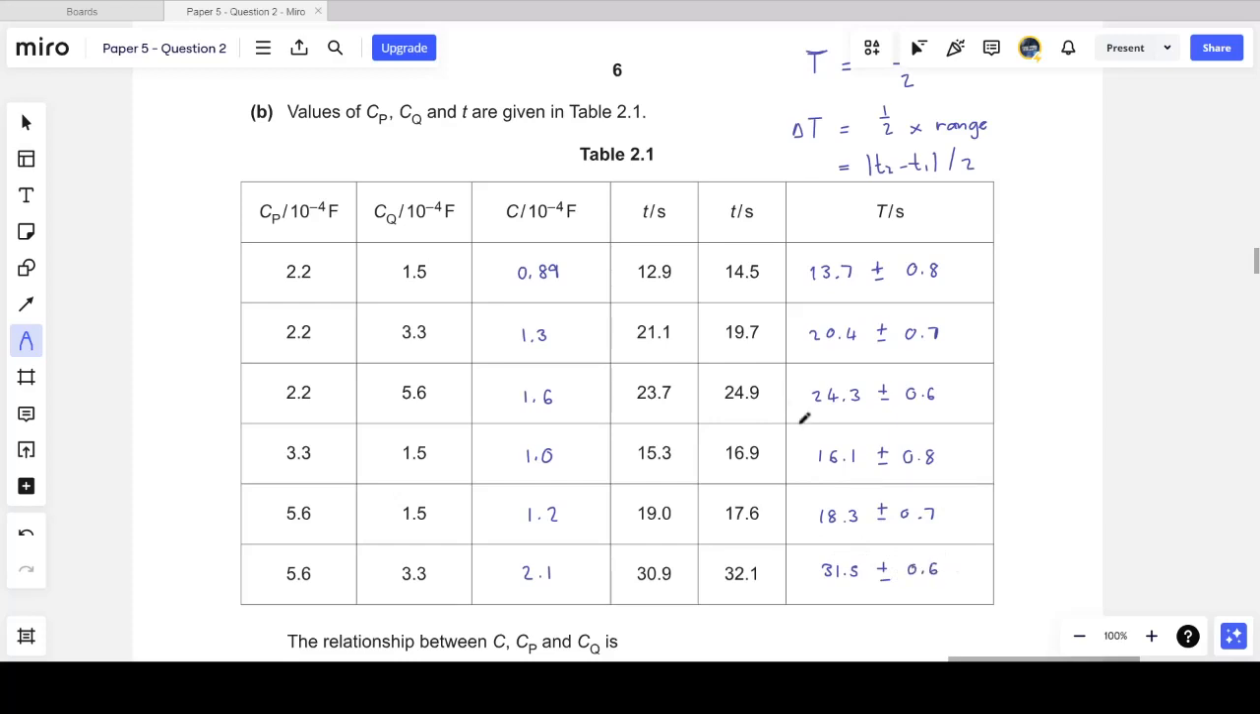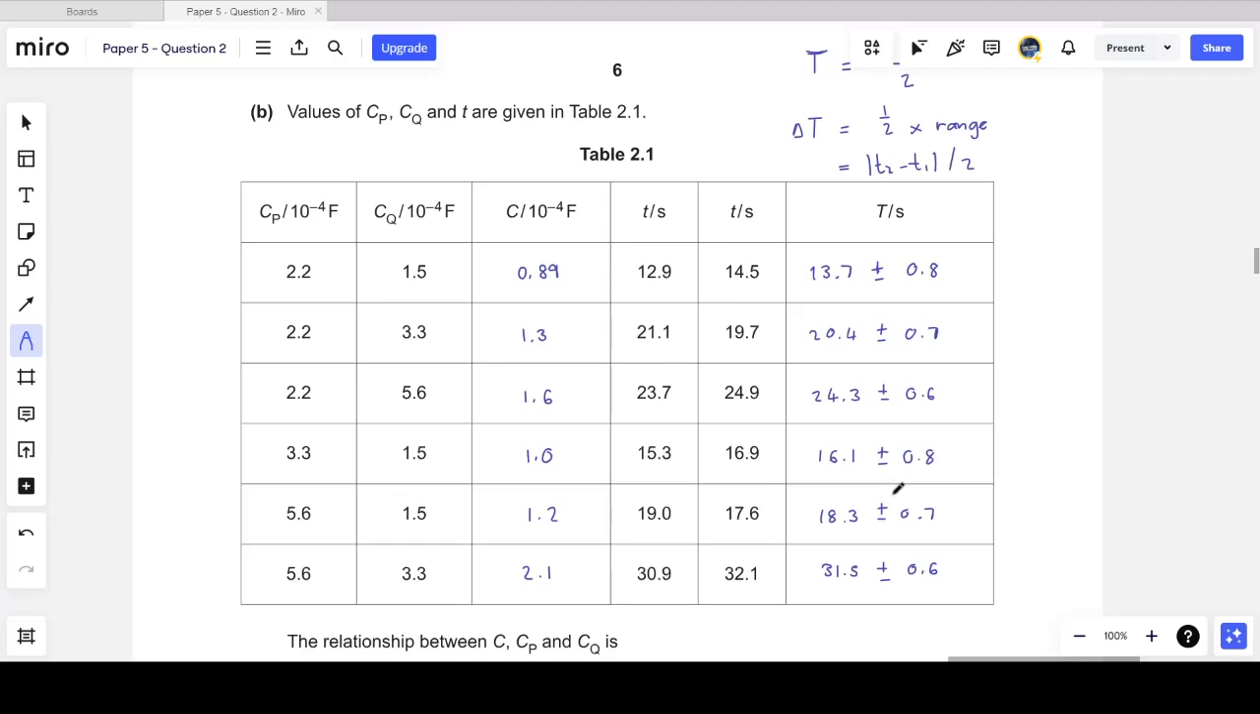Now it might look like the data is actually fluctuating, but if you look at the column for C, the values are not necessarily in any sort of order. They're randomly distributed. But if we were to order them, you'd see that as the time increases, the uncertainty in the time actually decreases, which kind of makes sense. If you use a very large time, you're less likely to make an error with reading the stopwatch.